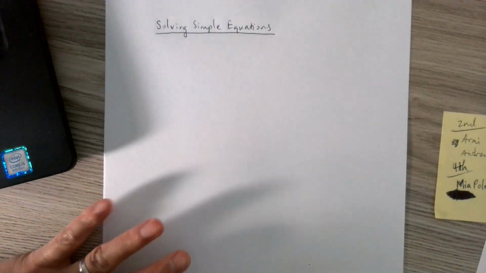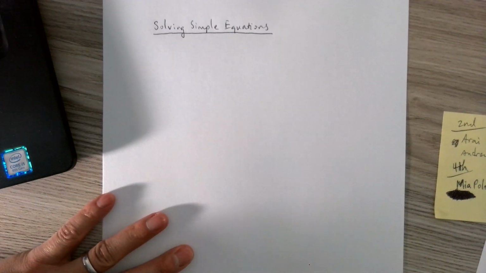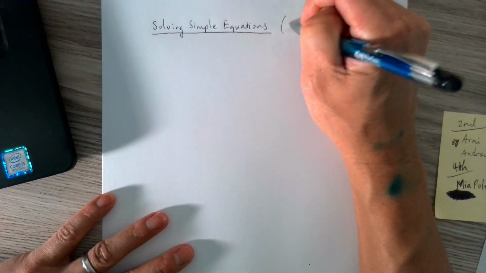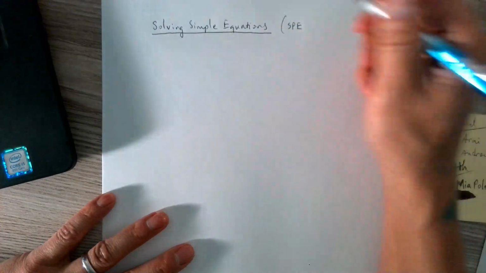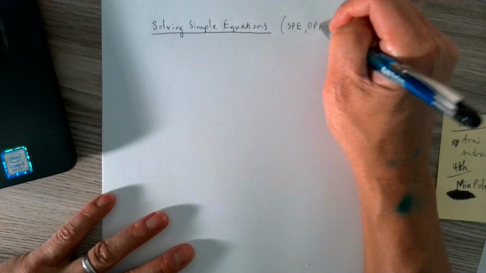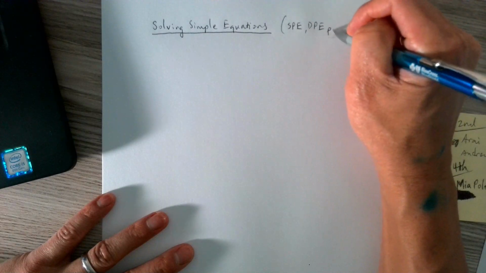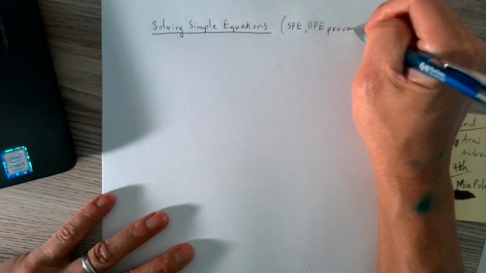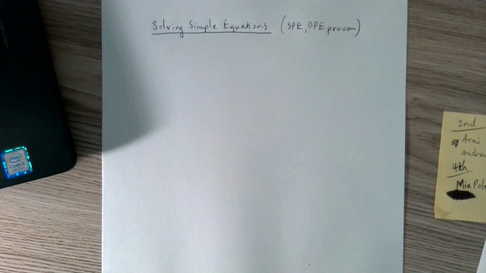Okay, so first of all, when you're watching this, it is assuming we've already proved the subtraction property of equality and the division property of equality. So in the equations that I show you in this video, I will be using SPE and DPE, in case you didn't know what those are.